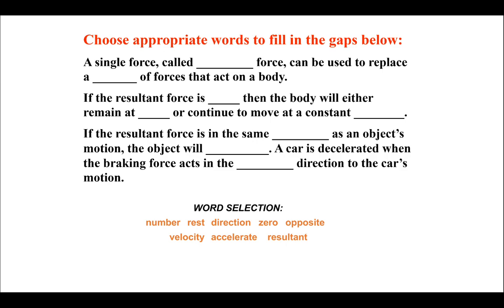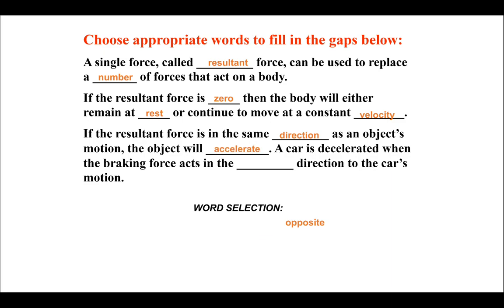So a single force called resultant force can be used to replace a number of forces that act on a body. If the resultant force is 0, then the body will either remain at rest or continue to move on at a constant velocity. If the resultant force is in the same direction as an object's motion, the object will accelerate, and a car is decelerated when the braking force acts in the opposite direction to the car's motion.